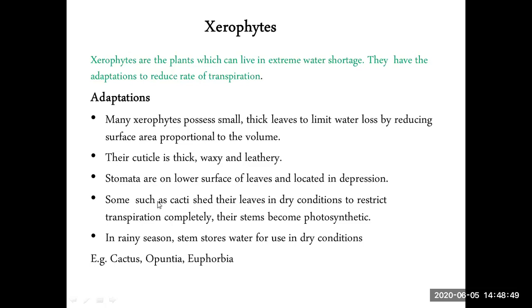Then some xerophytes such as cacti shed their leaves in extreme dry condition to reduce transpiration, to restrict transpiration completely. Some of the xerophytes shed their leaves in extreme dry conditions. During these conditions, their stem becomes photosynthetic. This is another adaptation.